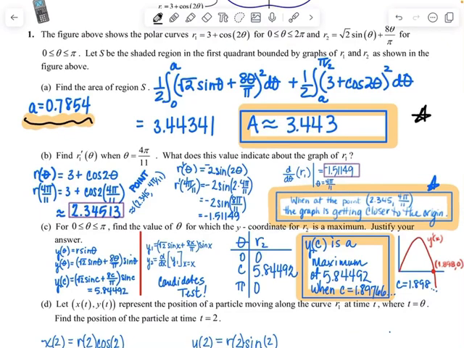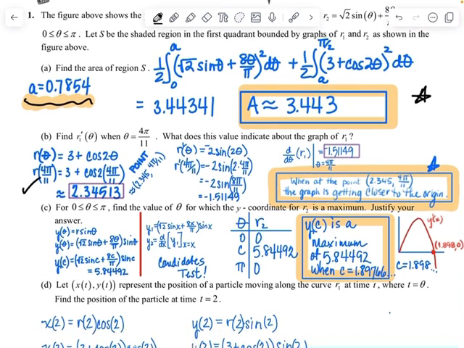Find r'(θ). You're given r1, so you're finding dr/dθ and evaluating it at 4π/11. And then what does this value indicate about the graph? Okay, so in this case, when you're at the point, you're getting the r value. Okay, the graph is getting closer to the origin. So you have that 4π/11. I put into the r here. I got 2.34513. And then I got dr/dθ at that same point, which is negative. That means the r is getting smaller, getting closer to the origin.